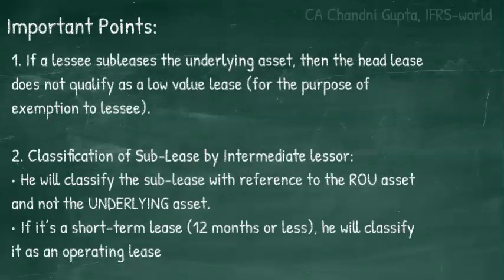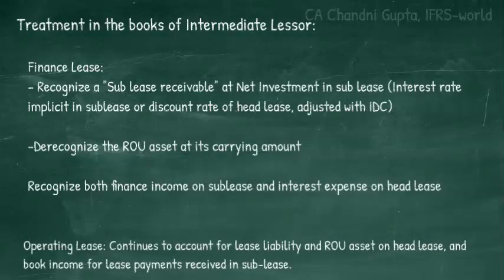Now suppose as a part of the main lease, A leased an asset to B having a useful life of 10 years. But the lease term was only 8 years. And B subleased the same asset to C for a lease term of 6 years. Now here, to evaluate if the sublease is a finance lease or not, he will compare the 6 years of sublease term with the 8 years of the main lease term. And in case the sublease is a short-term lease, that is, it is for 12 months or less, then he will classify the lease as an operating lease only.